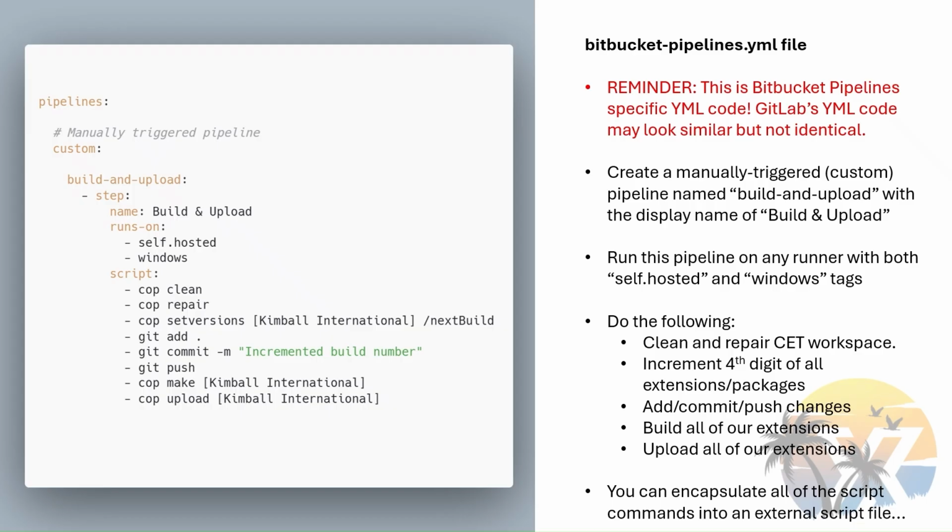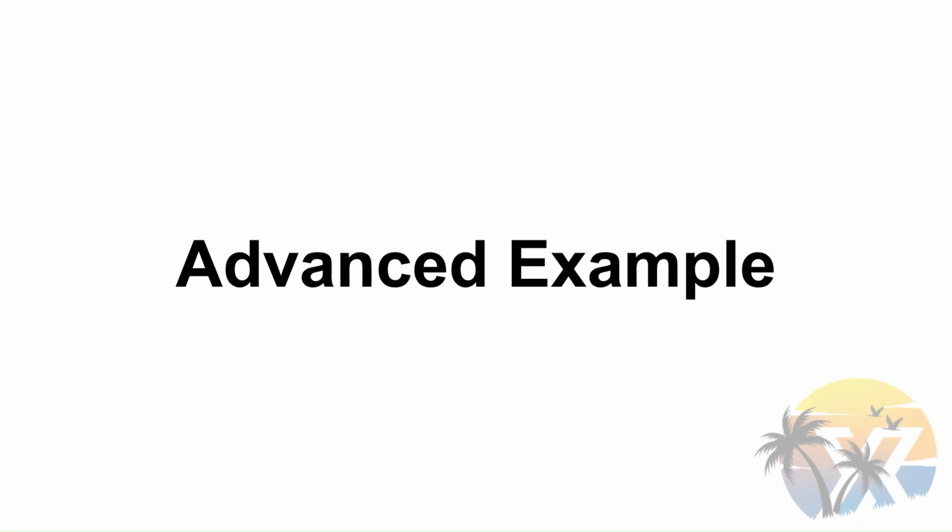At the bottom here, you could encapsulate all of the script commands into an external script file. So I'm listing like 10 different steps under that script, but we could just call one script file instead of listing those commands individually. Which brings us to the advanced example, which is some of the code that we currently have in the pipeline I set up.